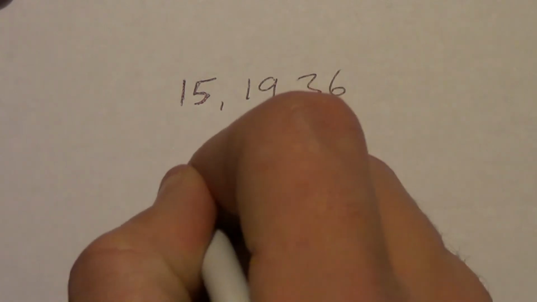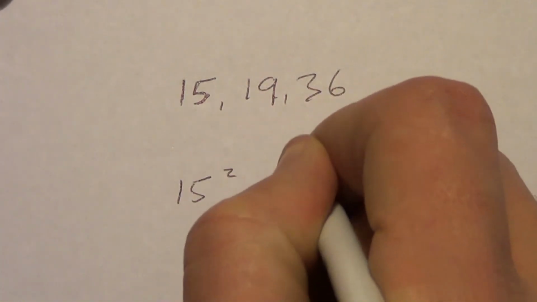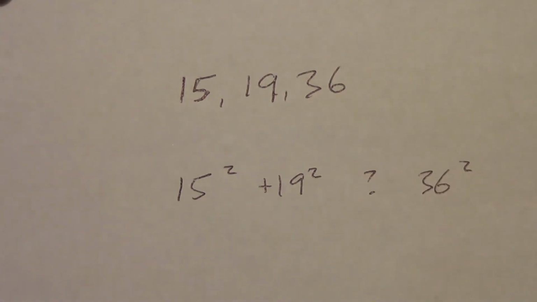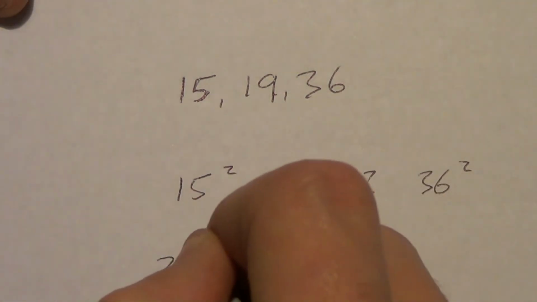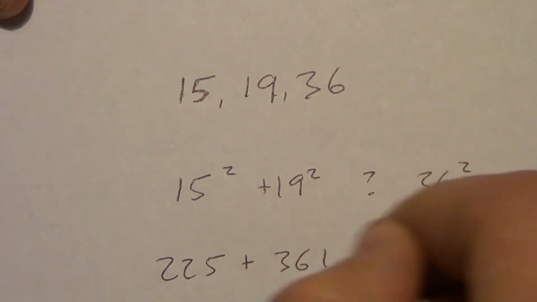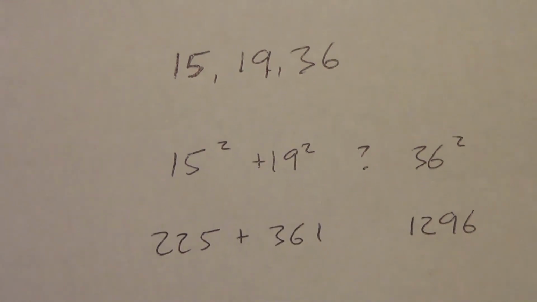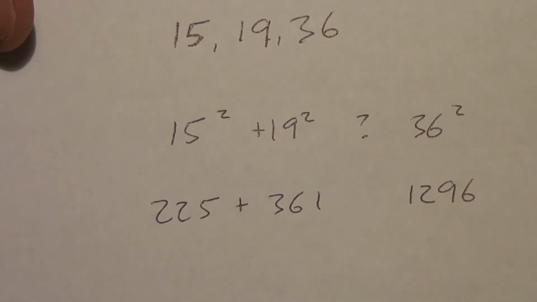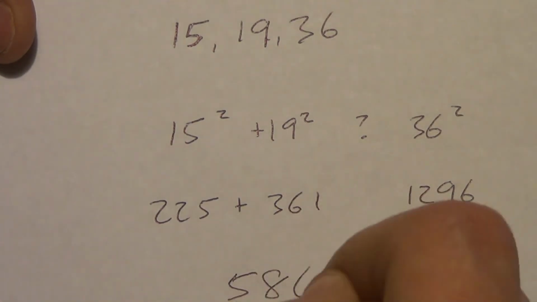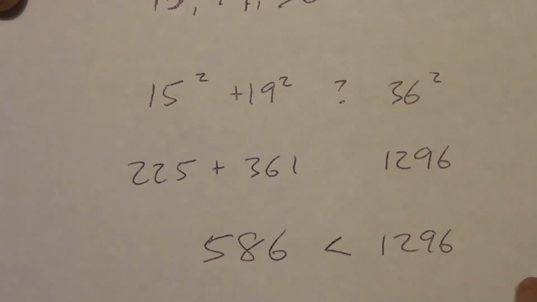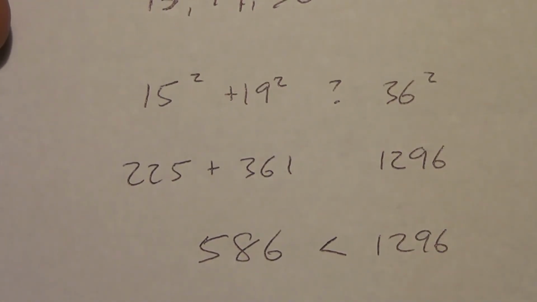All right, so this is probably what most of you did. Most of you probably did 15 squared plus 19 squared, question mark, 36 squared. All right, so 15 squared is 225, 19 squared is 361, and 36 squared is 1,296. 225 plus 361, that gives us 586. 1,296, and obviously that is less than. All right. However, this is not an obtuse triangle.